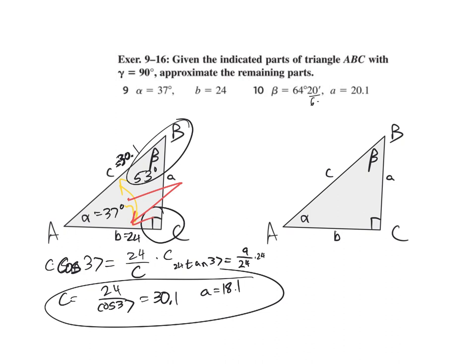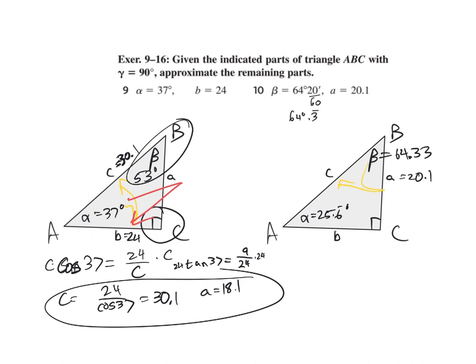Number 10, beta is 64 degrees and 20 minutes. So divide that by 60 to get your decimal. So that's 64.3 degrees, and the 3 is repeating. So that is beta, 64.33. A is 20.1, and we need everything else. So take 90 minus the 64.3 repeating, and you get 25.6 repeating degrees.